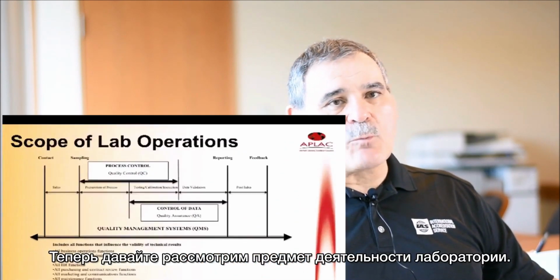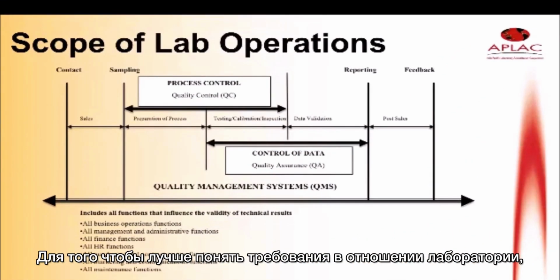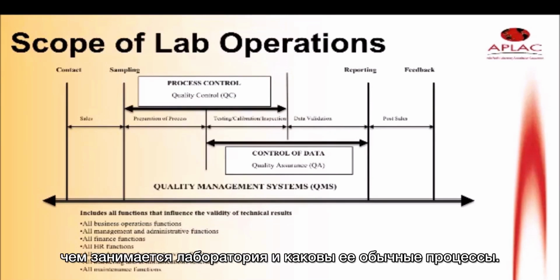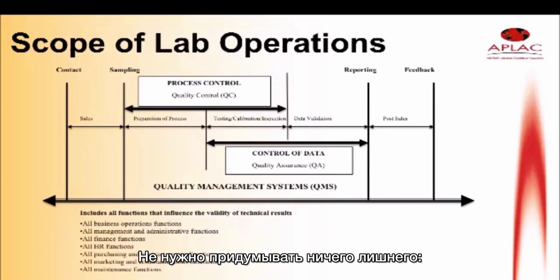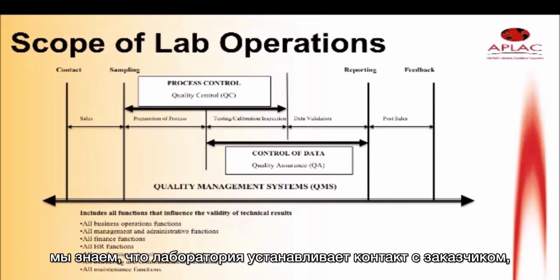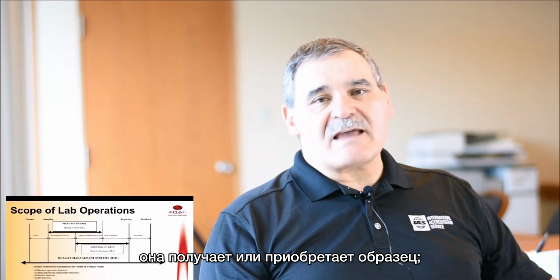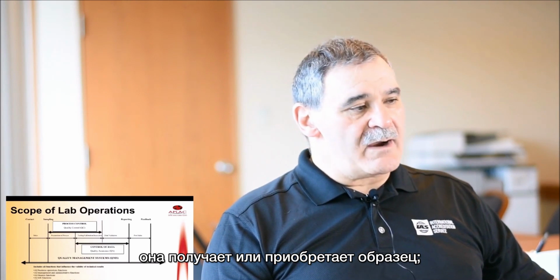Now let's look at the scope of lab operations. In order to better understand the requirements for a lab, we should understand what a lab normally does, what its normal processes are. In order not to make this up, we understand that the laboratory establishes a contact with the client. It could even be their parent company. A sample is received or sample is acquired.